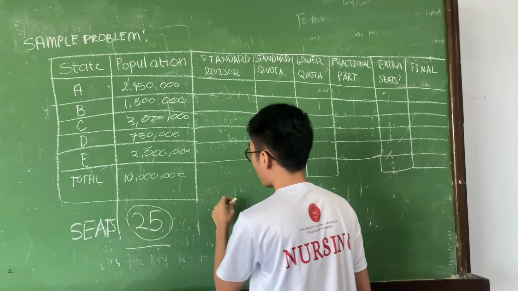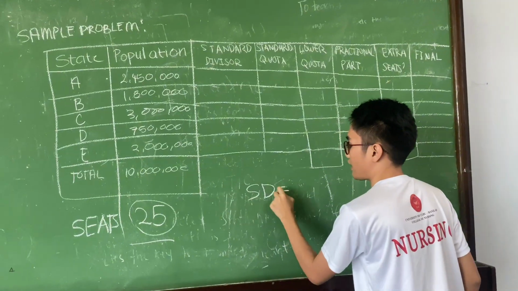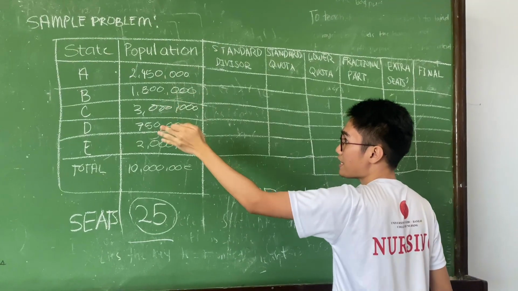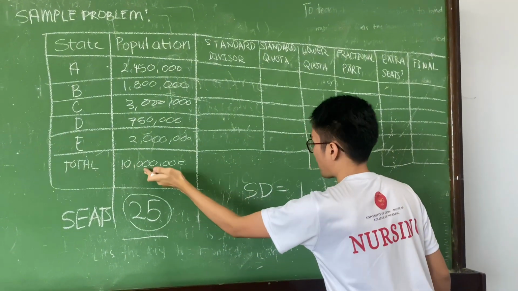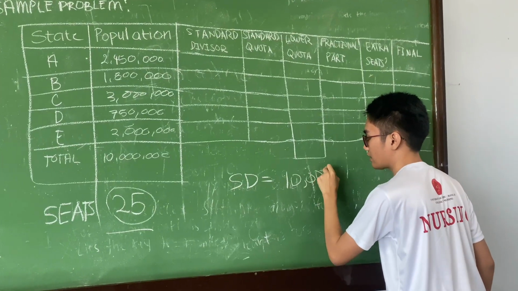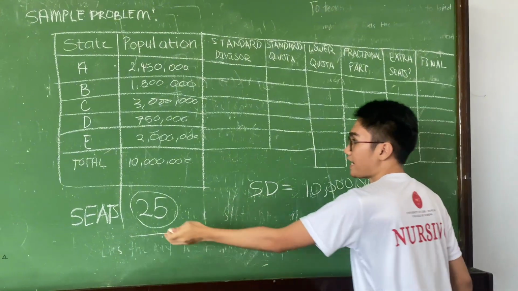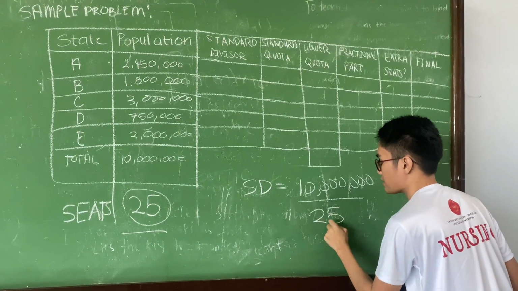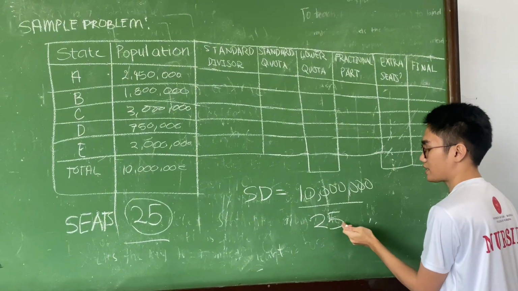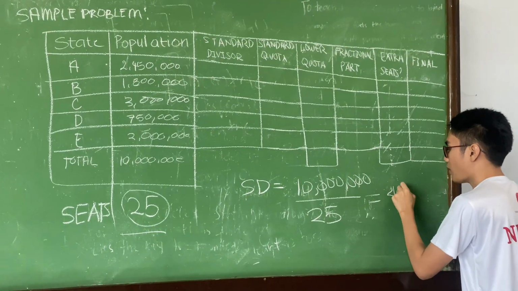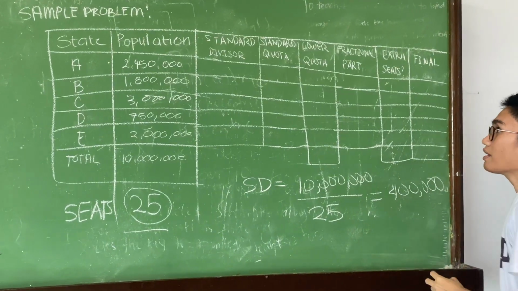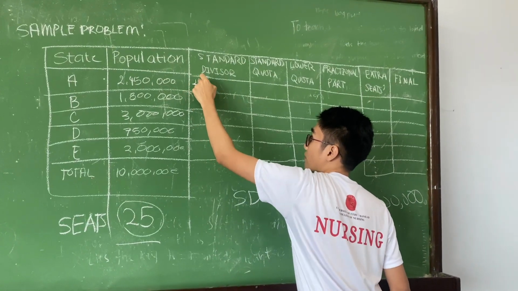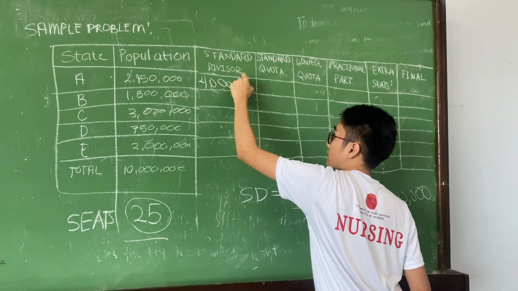The formula for the standard divisor is to divide the total population of states A, B, C, D, and E, which is 10 million, by the 25 seats. So 10 million divided by 25 seats is equal to 400,000. So our standard divisor is 400,000.